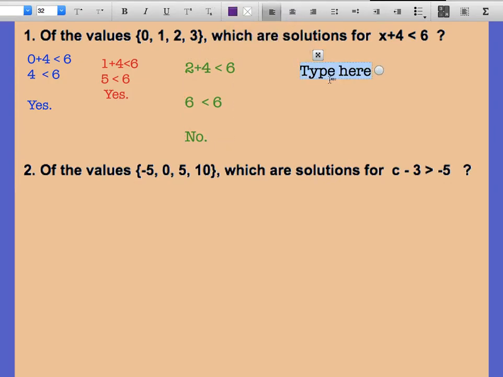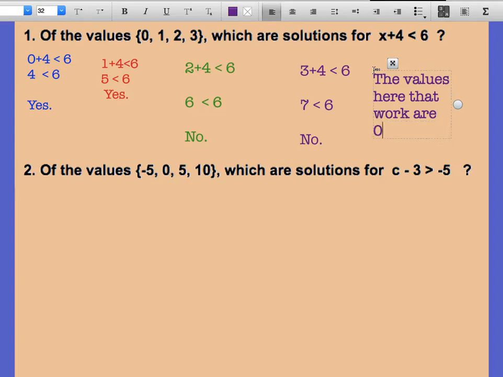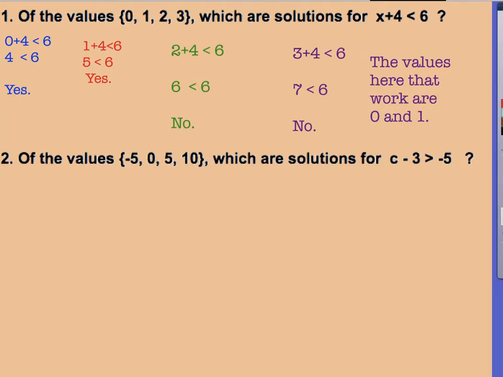Last one here, we're going to try 3. 3 plus 4, is that less than 6? Well, that would be 7. Is 7 less than 6? No. So the values here that work are 0 and 1. Those were the only ones that made that statement true. And feel free to circle or box it in when you do that too.